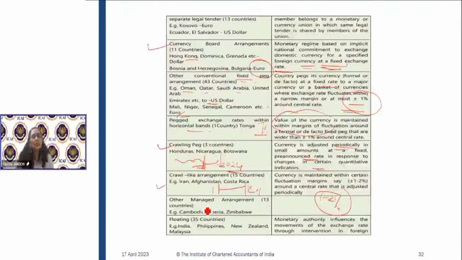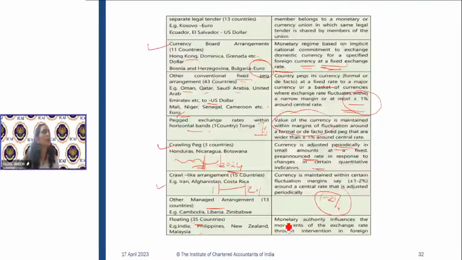Other managed arrangements, which is a combination of 1 or 2 that the countries may practice, are the other managed arrangements. Then floating. Floating, like in India. What kind of countries? India, Philippines, New Zealand, Malaysia. So these countries practice floating. So 35 major countries are in the category of floating exchange rate. Floating exchange rate we have shared. RBI cannot decide the rate, but RBI definitely intervenes.